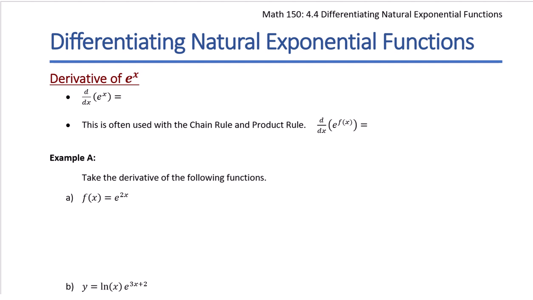Now we're going to differentiate natural exponential functions. But first we have to know the derivative of e to the x. You're going to love this. The derivative of e to the x is e to the x.